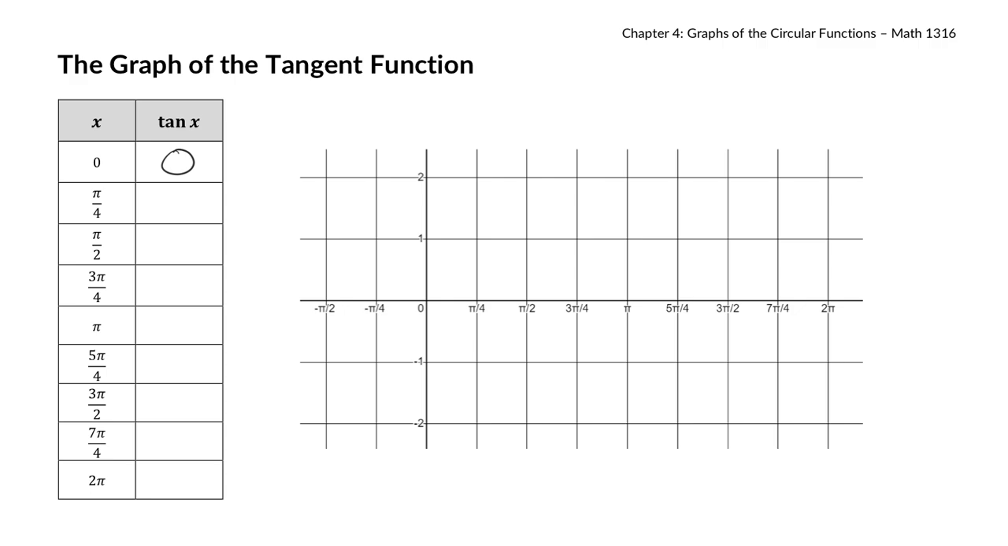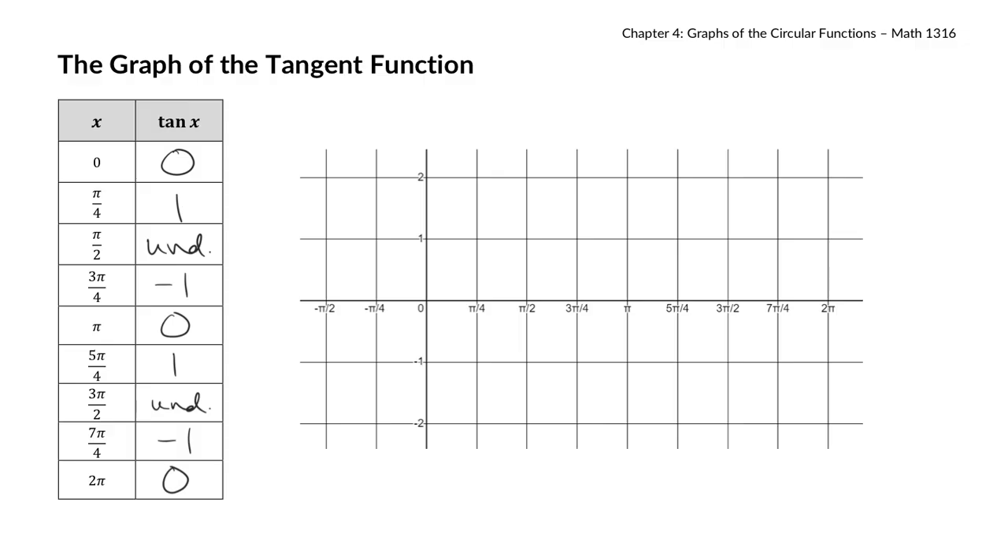What is it? 1. How about tangent of pi over 2? That's our undefined because it would be 1 over 0, so that's undefined. How about 3 pi over 4? Negative 1. How about pi? 0. 5 pi over 4? Positive 1. 3 pi over 2? Undefined again. 7 pi over 4? And then 2 pi.